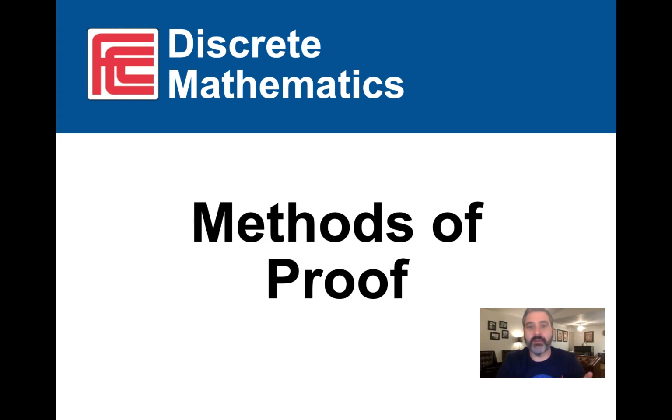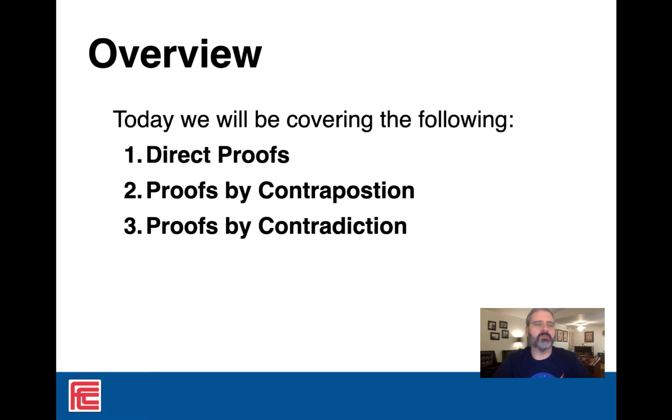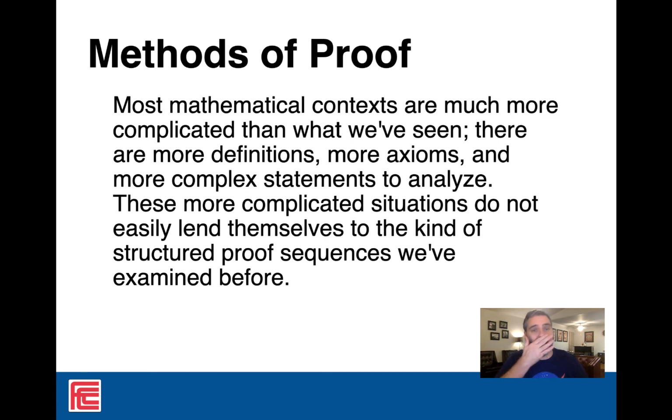This week we're going to be looking at methods of proof. We're going to cover the three major methods of proof. One is direct proofs, which are the most straightforward. Then we're going to look at proofs by contraposition, a method where you try to prove the contrapositive of a statement rather than the statement itself. And then proofs by contradiction, where you negate the statement and then try to show a contradiction, that the negation is not true, therefore the original statement must be true. We'll get into it as we go.